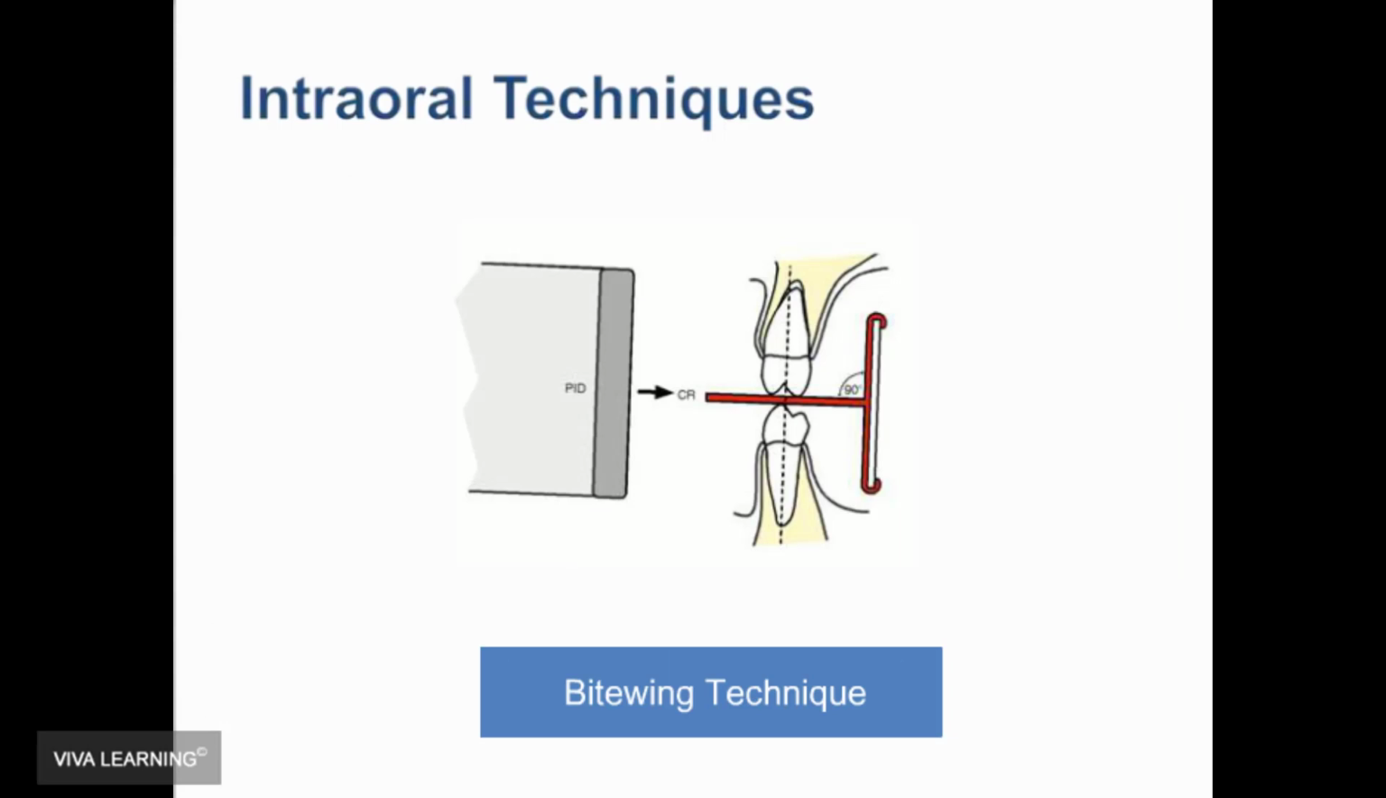Bite wing technique is application of the paralleling technique for the crowns and to record the alveolar bone. This is best for caries detection and for assessment of the alveolar bone height.